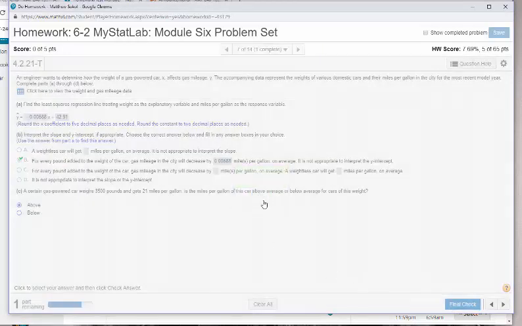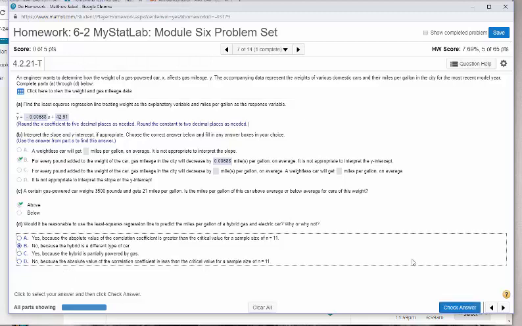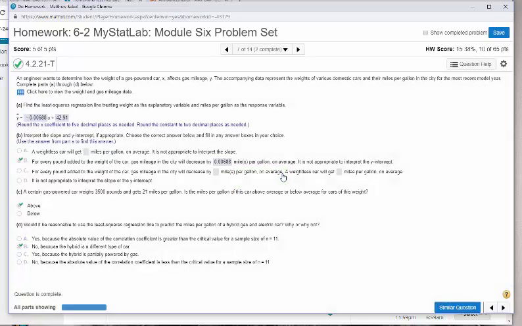So we got that. The next one: would it be reasonable to use the least squares regression line to predict the miles per gallon of a hybrid or electric car? Why or why not? Well, this model worked when we were only given gas-powered cars. So no, because the hybrid is a different type of car.